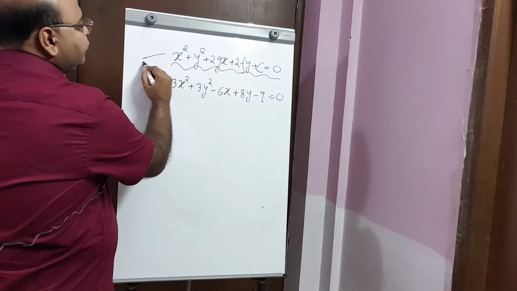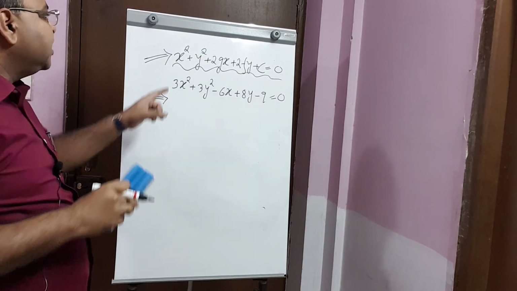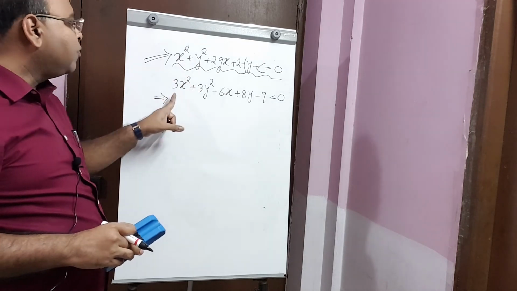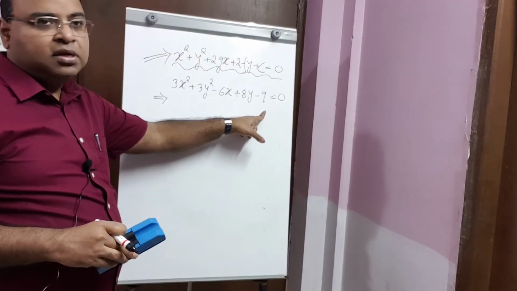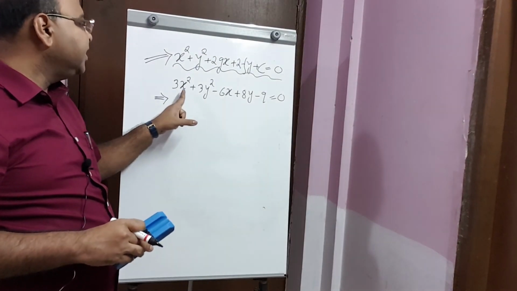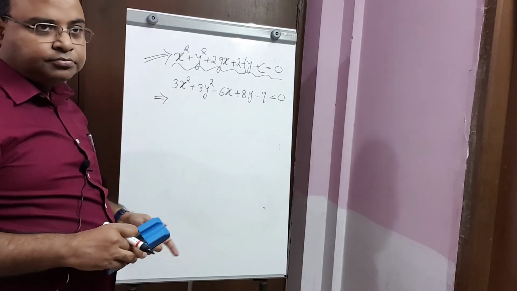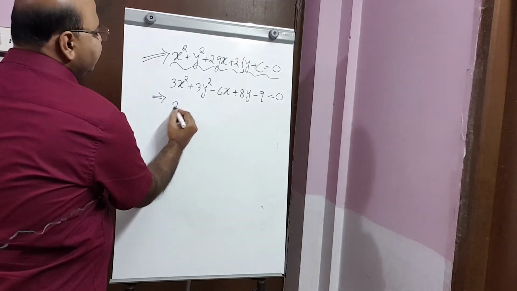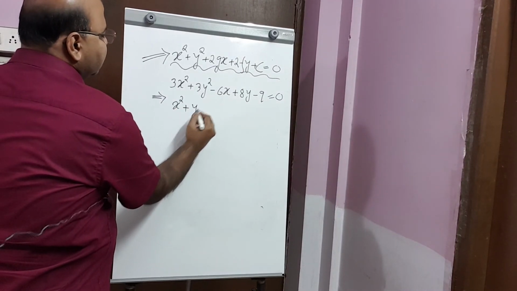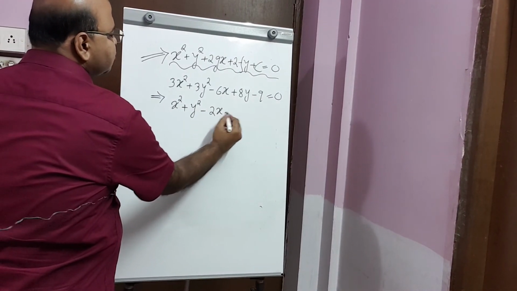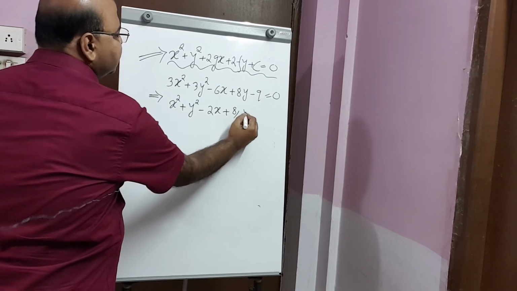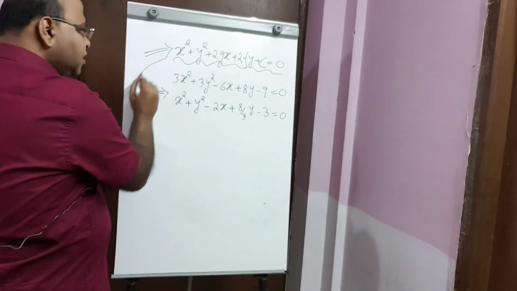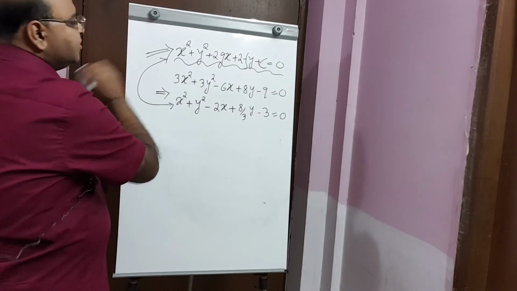because in the general equation the coefficients of x square and y square are both unity, they are both 1. So whenever we have to obtain the center and radius of a circle, first we have to make the coefficients of x square and y square unity. So hence we have to divide both sides by 3. Dividing by 3 gives us x square plus y square minus 2x plus 8 upon 3y minus 3 is equal to 0. Then only we can compare this with the general equation.